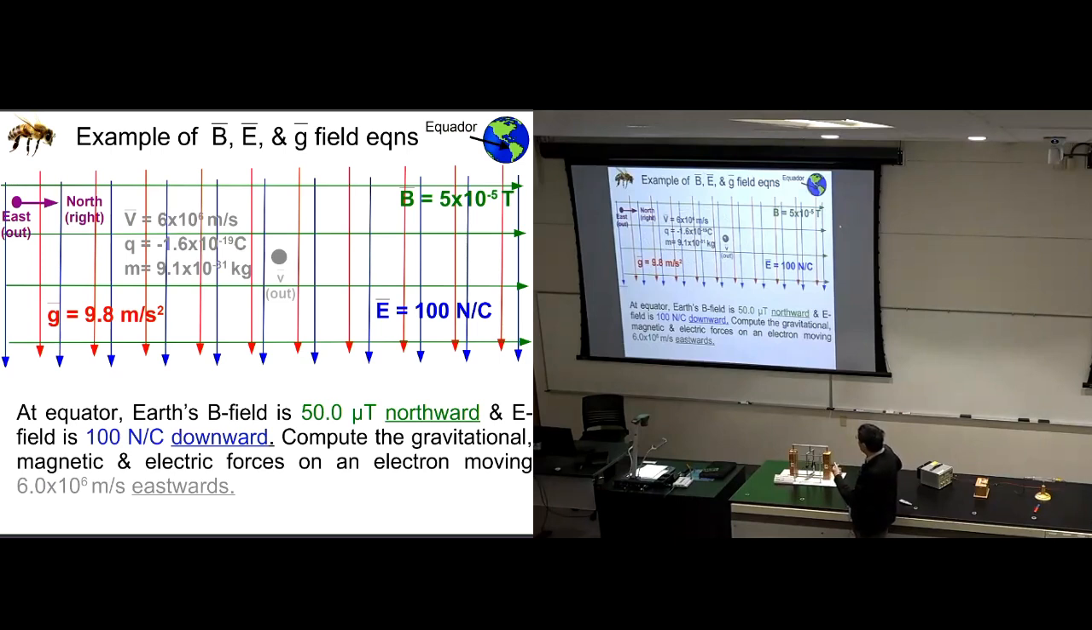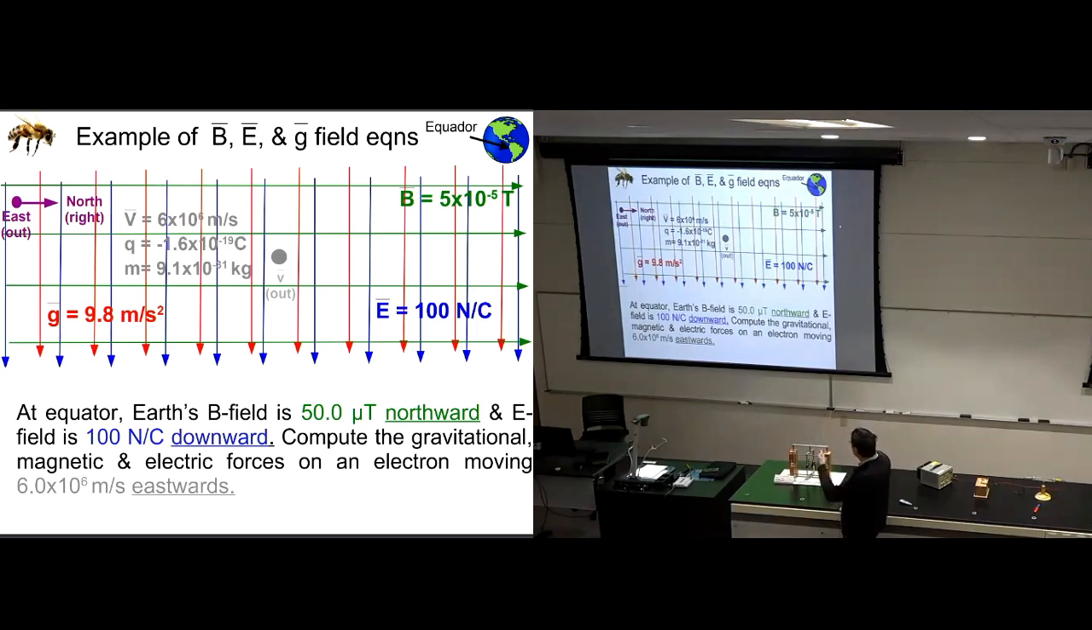Here's the electron. If the electron is traveling eastward, that's opposite the direction. Remember, I'm looking over the Pacific at the water, and I'm looking in the westerly direction. So the electron, if it's traveling eastward, is coming out of the screen in this picture. And that electron has 6 million meters per second speed. It has a charge, that's the electronic charge. It has a mass, which is the mass of the electron, about 10 to the minus 30 kilograms, this tiny mass.